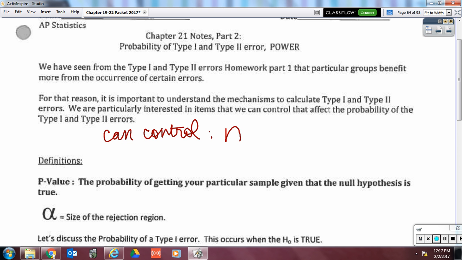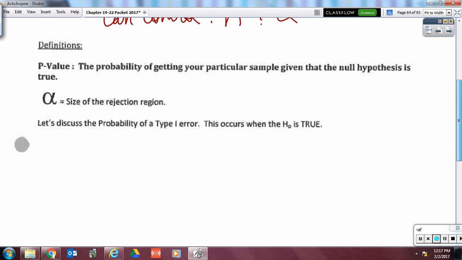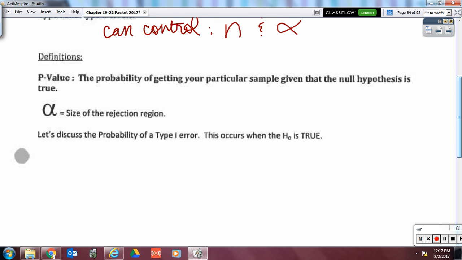Also, one other thing that we have control over is alpha. They can tell you to use an alpha of 0.05, or an alpha of 0.1 or 0.001. So whoever's paying for the test can decide how big they want alpha to be. That's important because those play into the probability of a type 1 error.